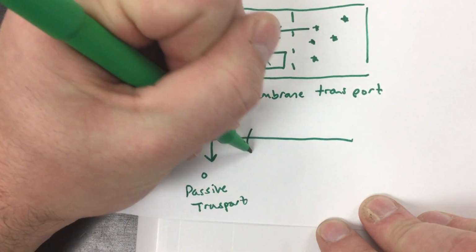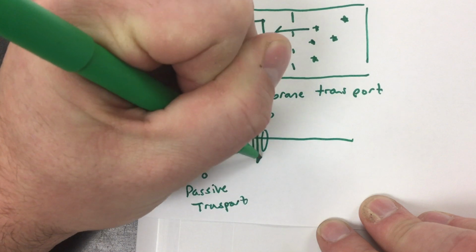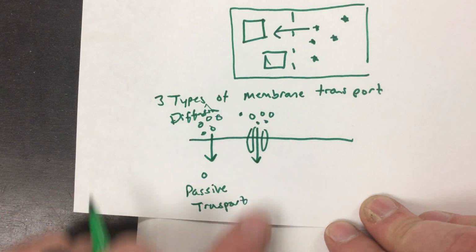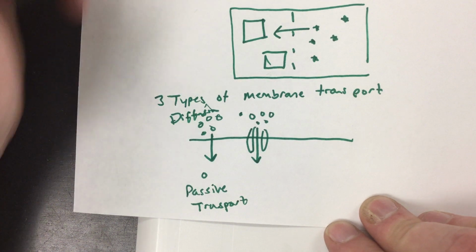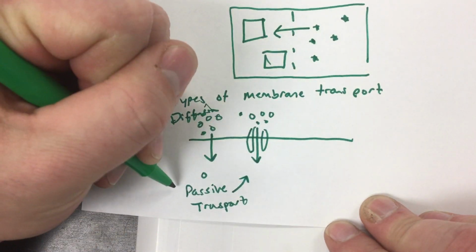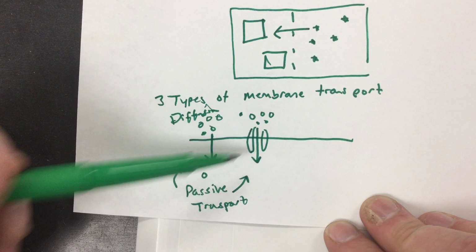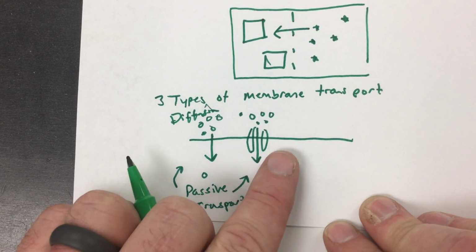And then you have the second type where it's going from high to low, but there's a channel protein. Right? That's facilitated diffusion. Remember, facilitate means to make easier. Facile, easy. So that is also passive transport. Both of these are passive transport. Why? What don't they require when somebody's passive? They don't require energy. And so high to low, no energy, passive transport. But this is facilitated diffusion because it's being helped.